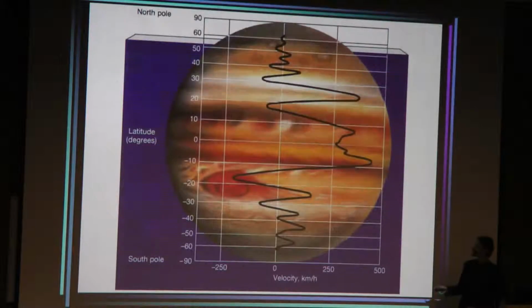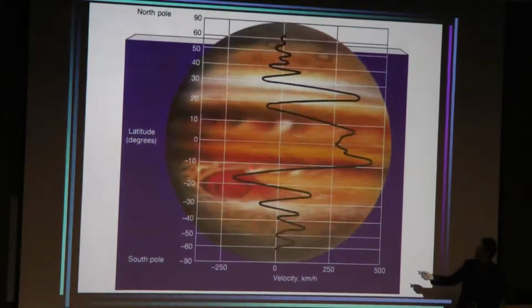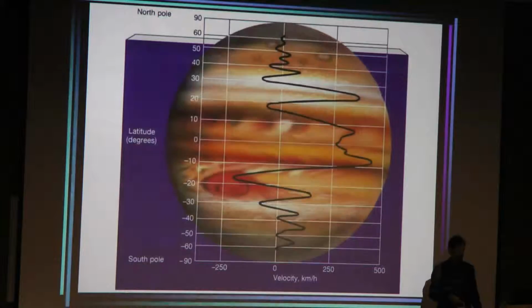Very similar to what we see when we look at Jupiter. And in fact, Jupiter's great red spot is driven by the strong shear between these two layers. The upper layer is negative relative to the average, and the lower layer is positive relative to the average. So this is giving us this winding up of the great red spot on Jupiter.